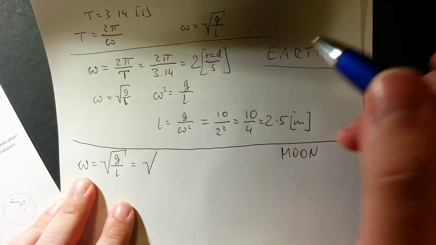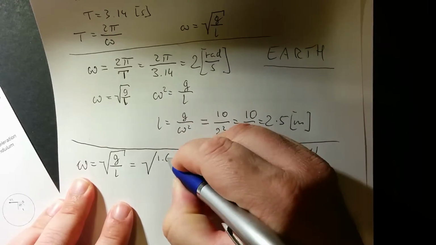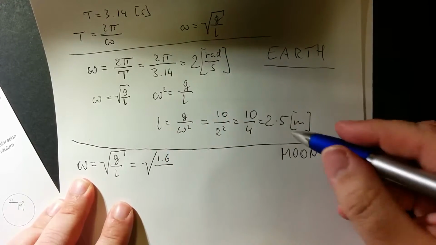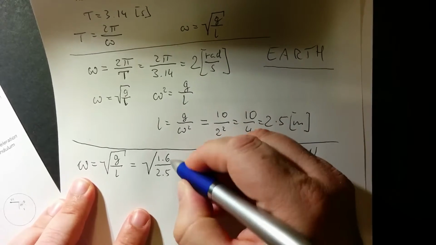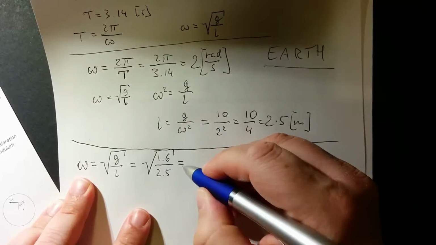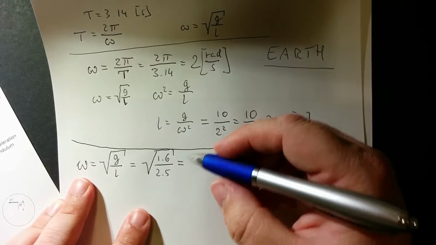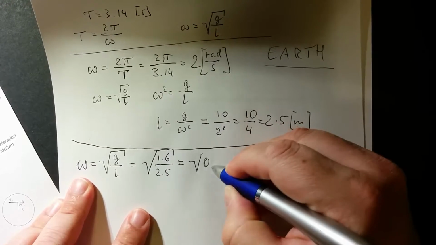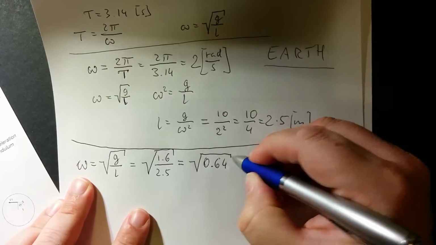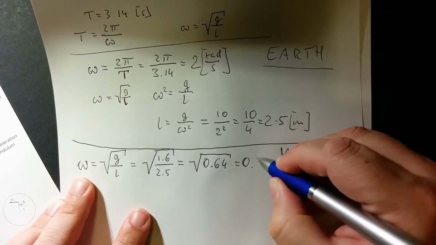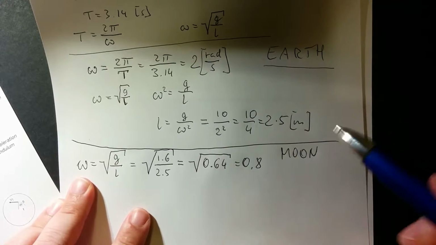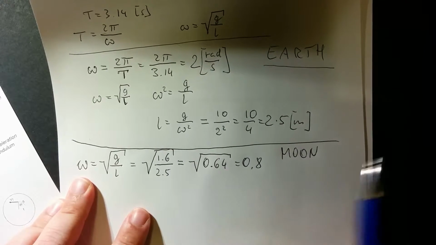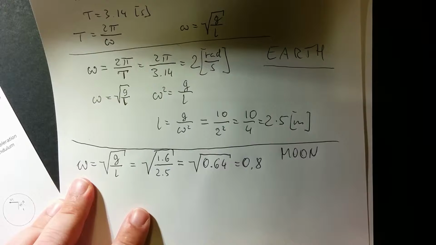So this is gravitational acceleration on the Moon. It's 1.6 over the length of the pendulum. It's 2.5, and after calculating this, this is the square root of 0.64, and this is 0.8. Of course, I have used a calculator to make all these calculations. Of course, they are quite simple, but it's still much easier to do these calculations using a calculator.